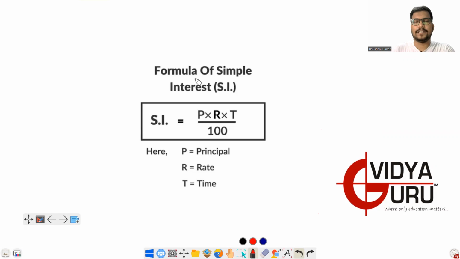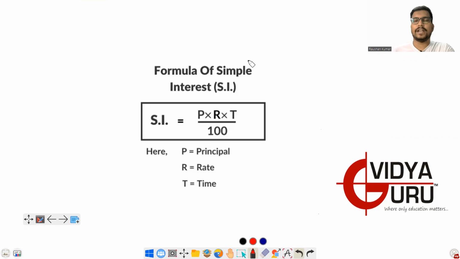Let's see, today's topic is simple interest. In this topic, we will use some concepts of simple interest, as well as the percentage concept. Thereafter, the mixture and alligation concept. And we will see the different types of questions that might come in your examination.